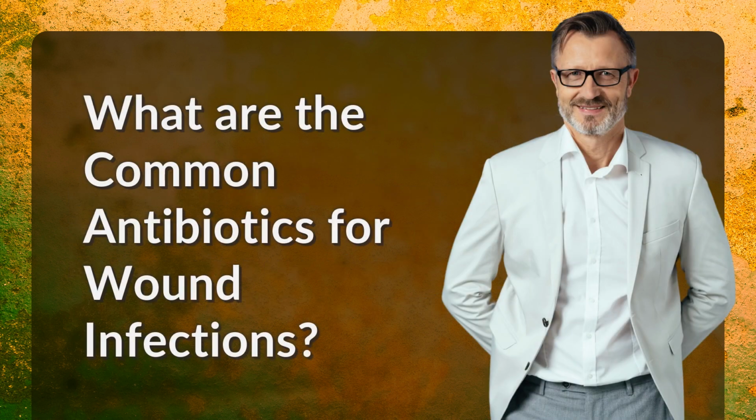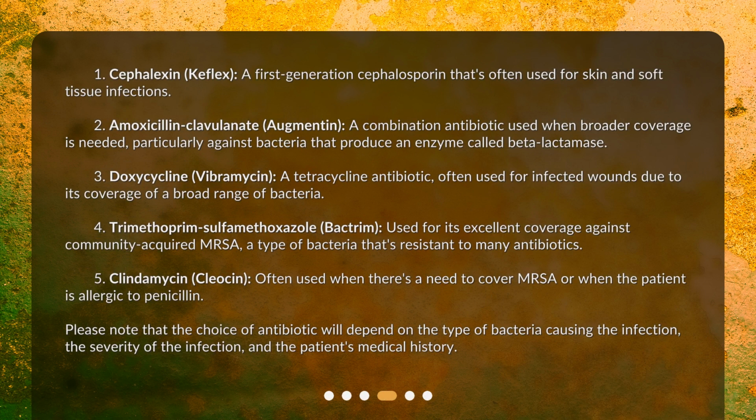What are the common antibiotics for wound infections? 1. Cephalexin, Keflex, a first-generation cephalosporin that's often used for skin and soft tissue infections. 2. Amoxicillin-clavulanate, Augmentin, a combination antibiotic used when broader coverage is needed, particularly against bacteria that produce an enzyme called beta-lactamase.